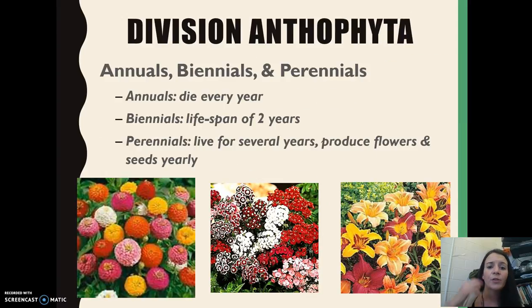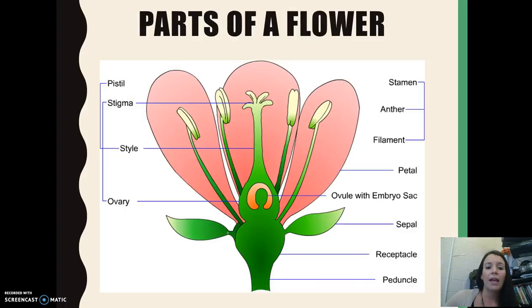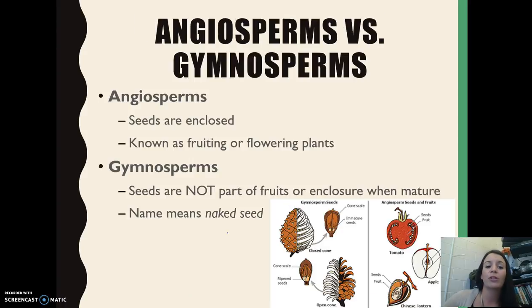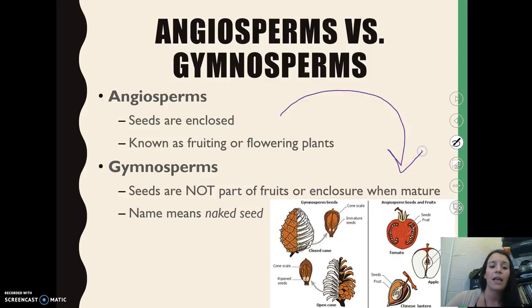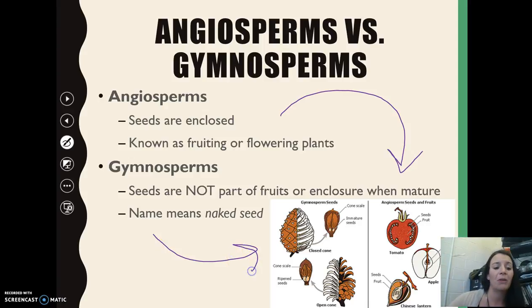Next up then, annuals, biennials, and perennials. These are probably terms you've heard before. Annuals die every year, biennials have a lifespan of 2 years, and perennials live for several years and produce flowers and seeds yearly. Next up then is angiosperms versus gymnosperms. Now angiosperms have enclosed seeds, and they're known as fruiting or flowering plants, and gymnosperms are known as naked. A good way to remember this, you get naked at the gym if you're taking a shower. And that is all I have for your notes.